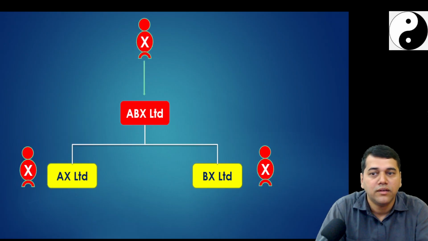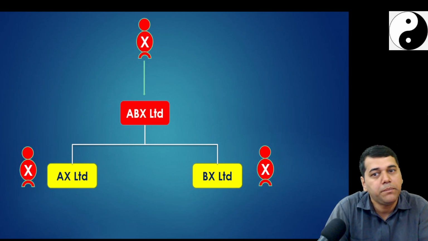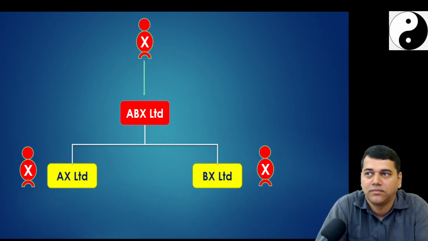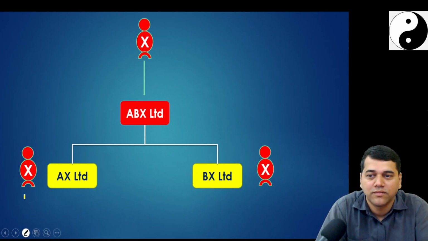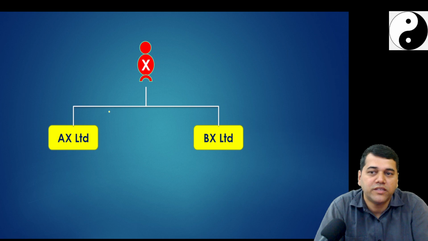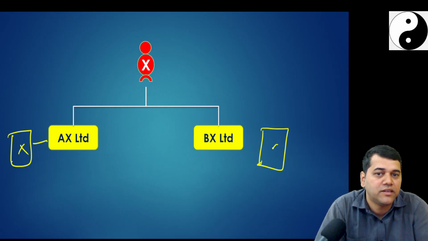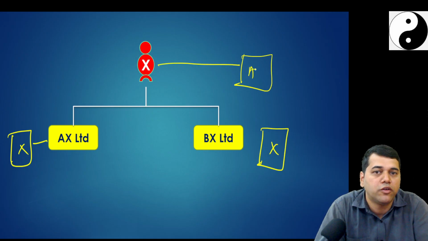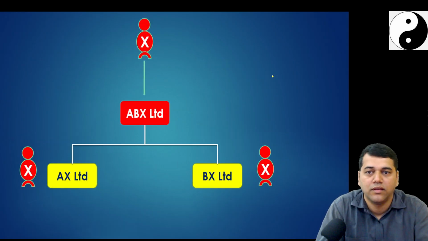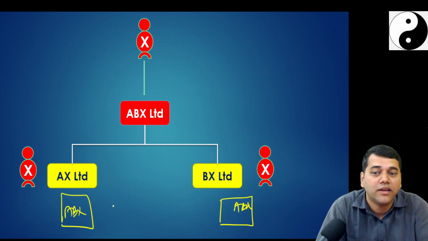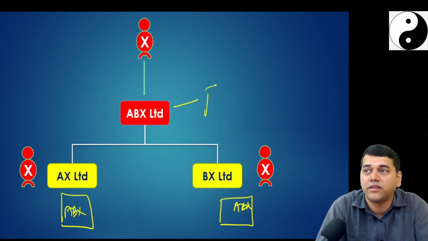Now, they form ABX, and ABX will issue its shares to the owners of X. Correct, no? Have you understood this structure? See, today, in this company's share certificate, whose name is there? X. Now, this person will sell his shares to a new company called ABX. In this company's shares now, whose name is there? ABX. And in this company's share certificate, whose name is there? X.